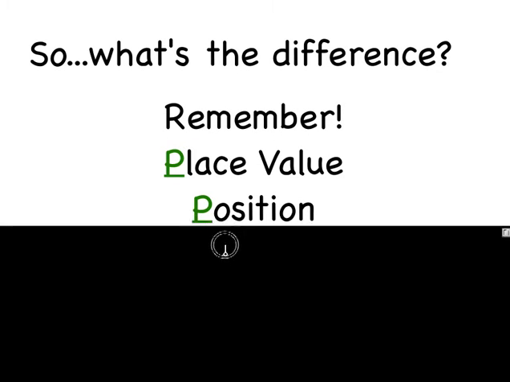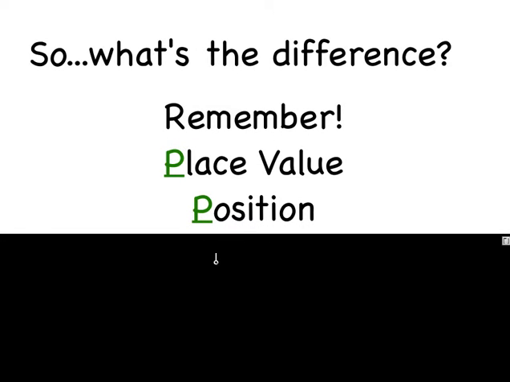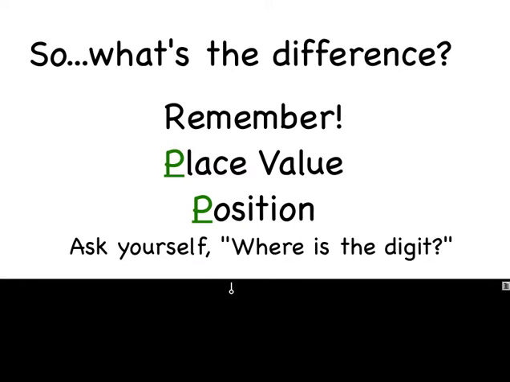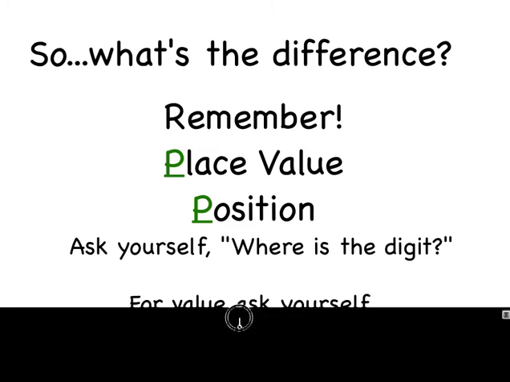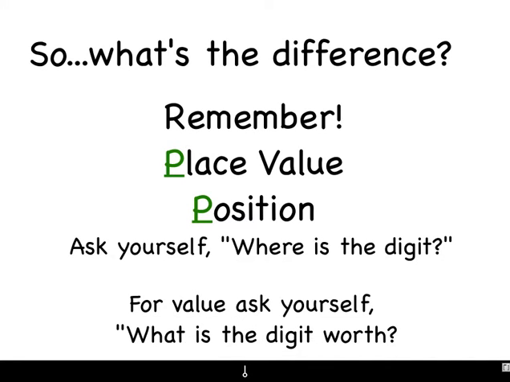So how do we remember the difference between value and place value? Place value has to do with position. You can remember the P and the P. You ask yourself, where is the digit? What's its spot in the number? For value, you ask yourself, what is the digit worth? Is that 6 worth 60? Is it worth 6 million? That depends on where it is.